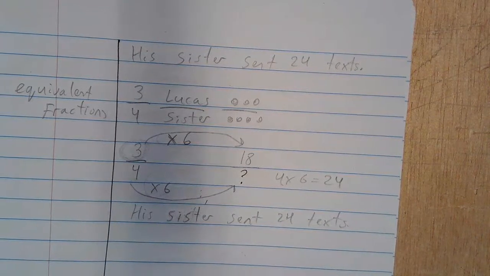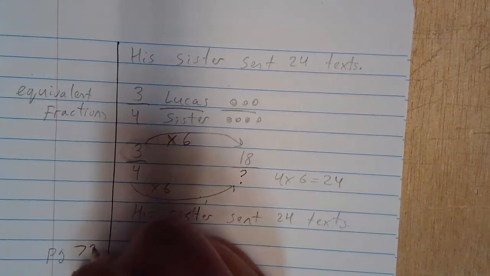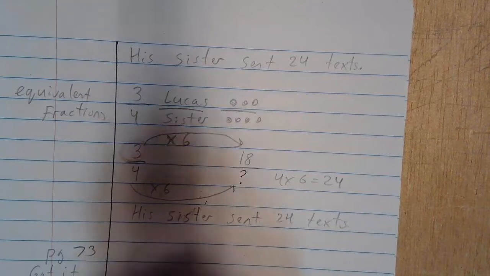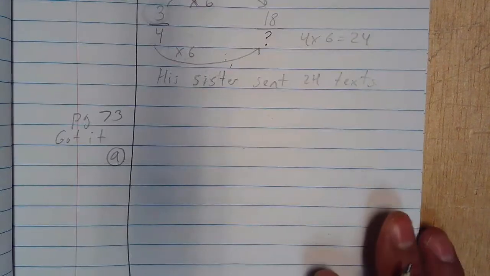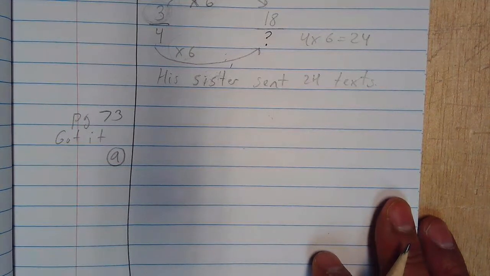All right. So now we're up to page 73. Got it? The A, right? In a survey, 4 out of 5 people preferred creamy over chunky peanut butter. There are 120 people shopping at the grocery store. Use the survey to predict how many people in the store would prefer creamy peanut butter.